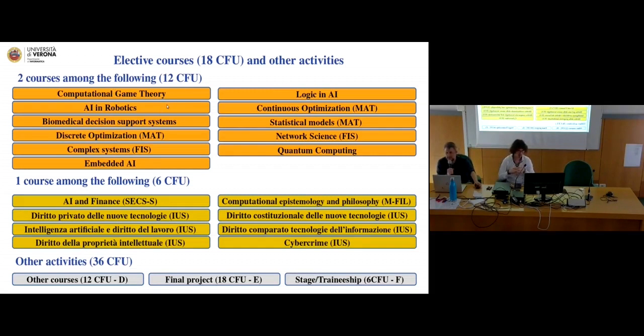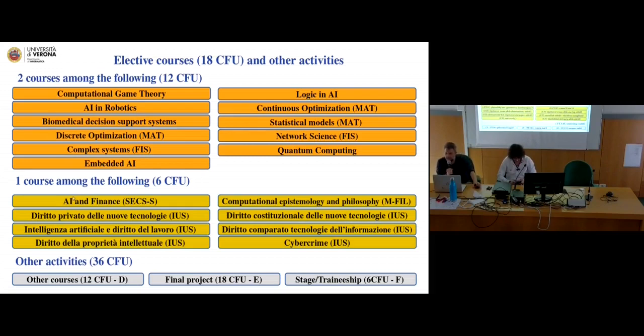These are more applicative courses like AI and robotics, biomedical decision support systems, or some specific, detailed courses on advanced theoretical parts like computational game theory. There are some courses for details on mathematical aspects like discrete optimization, continuous optimization, statistical models, and also some courses related to physics. Other courses like quantum computing, logic, etc., embedded AI.